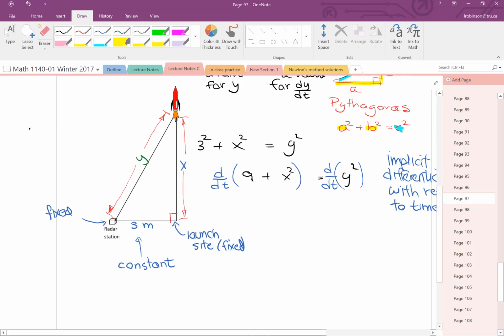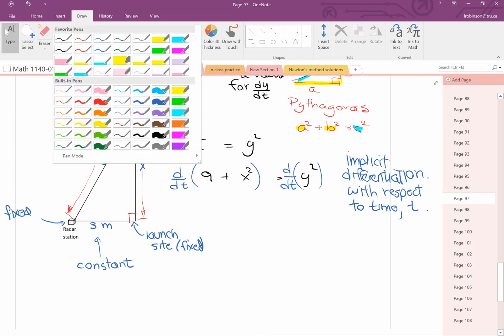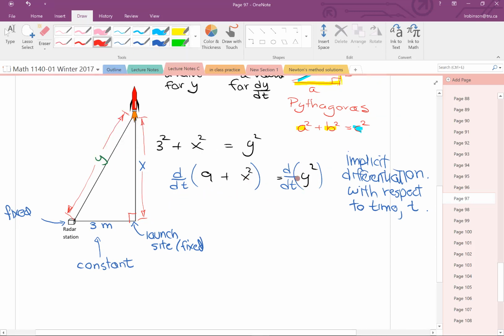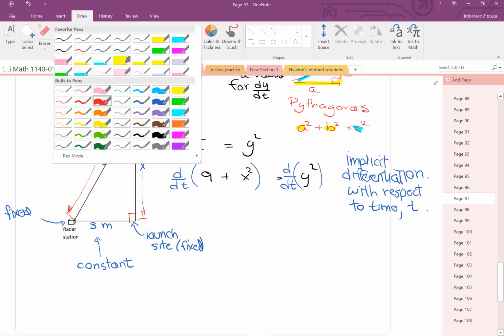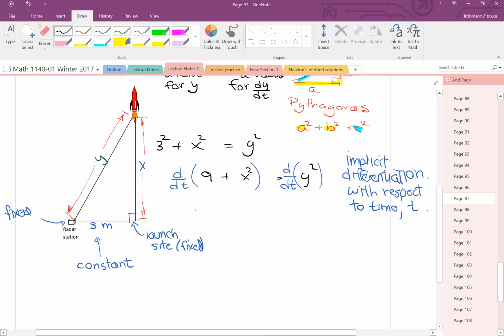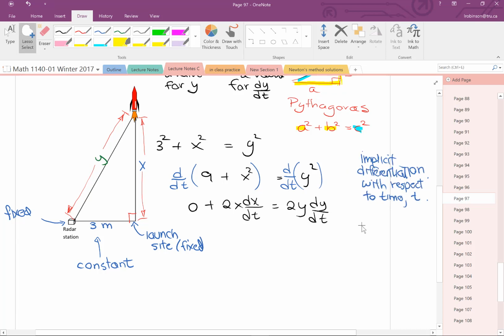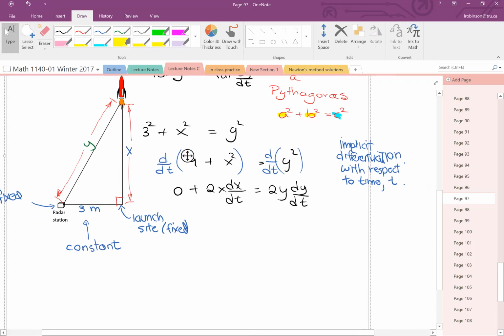Well, this is going to be a little bit different because we're not doing d by dx, we're doing d by dt, a third variable that is neither x nor y. So the t doesn't match the x, and it doesn't match the y either. It won't ever match any of the variables, so you have to use the chain rule for all the variables. But of course, d by dt of 9 is still 0. So that's going to be 0 plus 2x dx dt equals 2y dy dt. Now you could call it x prime and y prime if you wanted, as long as you remember that it's the rate of change with respect to t.